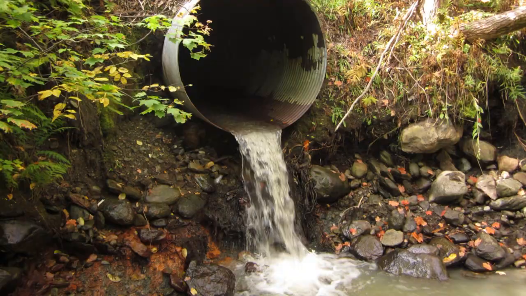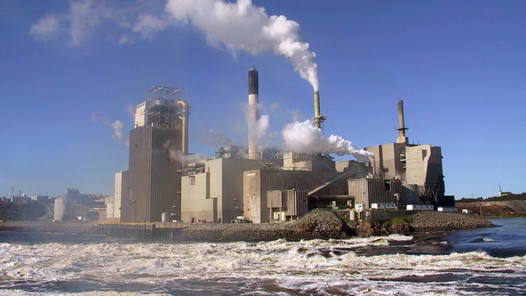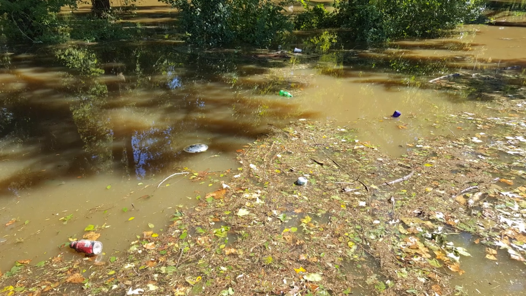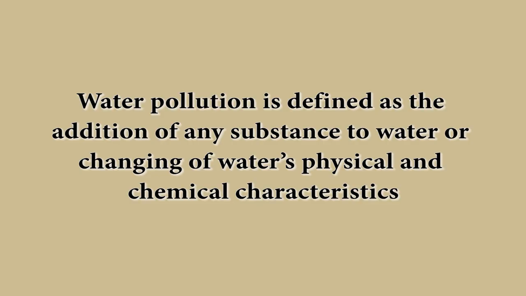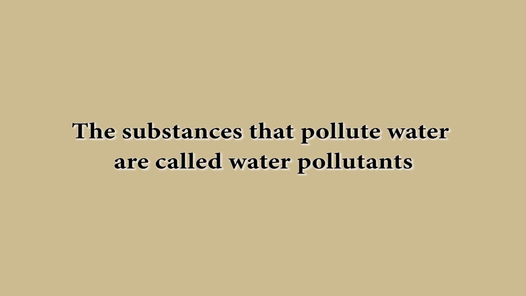First of all, we should know how water is getting polluted. When harmful substances such as sewage, toxic chemicals from industries and debris get mixed with water, the water becomes polluted. So, water pollution is defined as addition of any substance to water or changing of water's physical and chemical characteristics. And the substances that pollute water are called water pollutants.